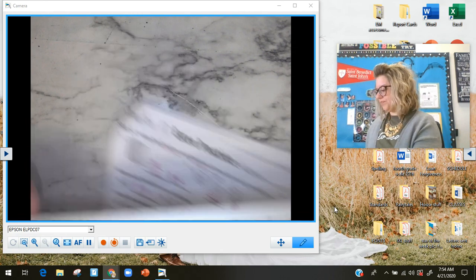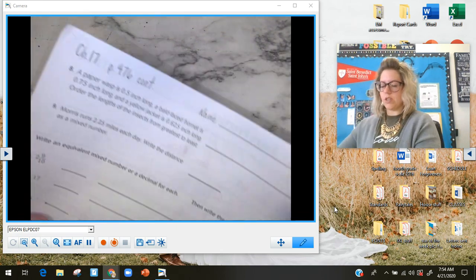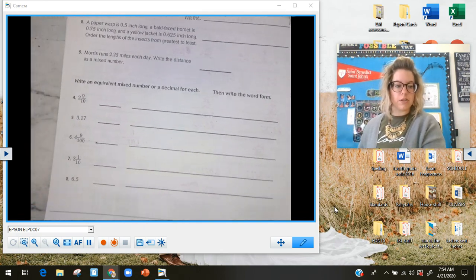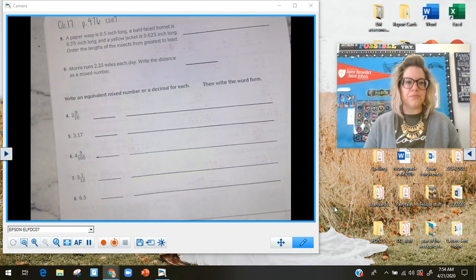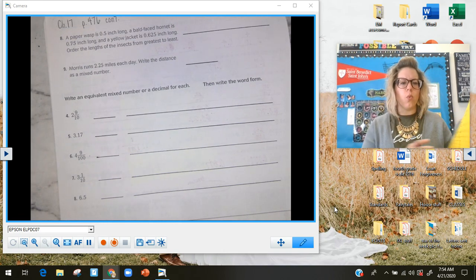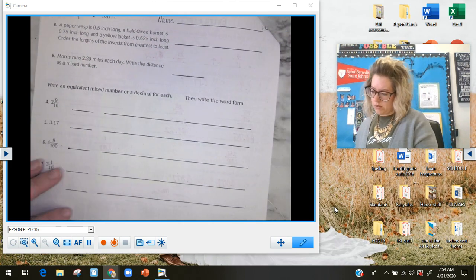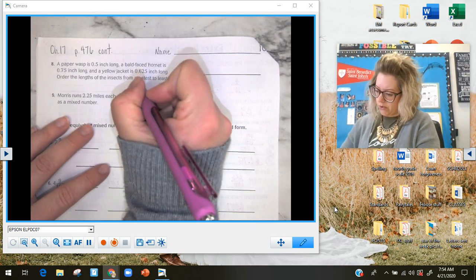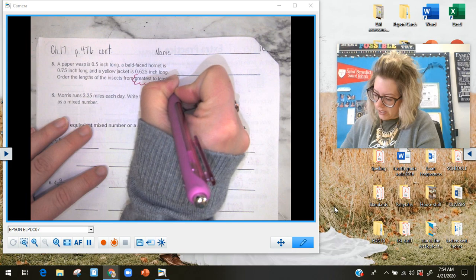Flip it over. The back side isn't much. It's literally only this much. Okay. 8 is a word problem. You can do this one by yourself. You're ordering these insects from greatest to least.